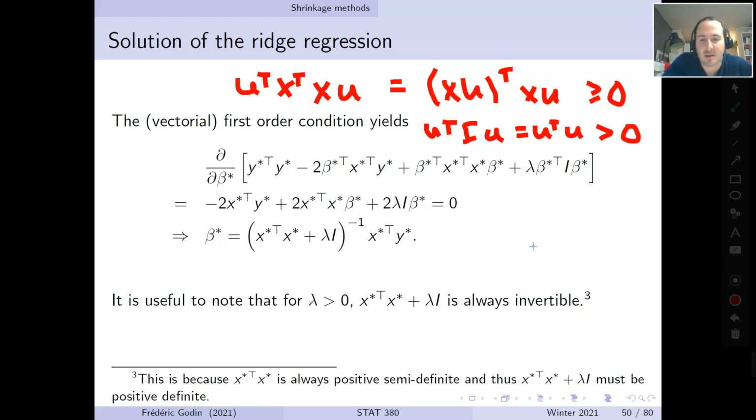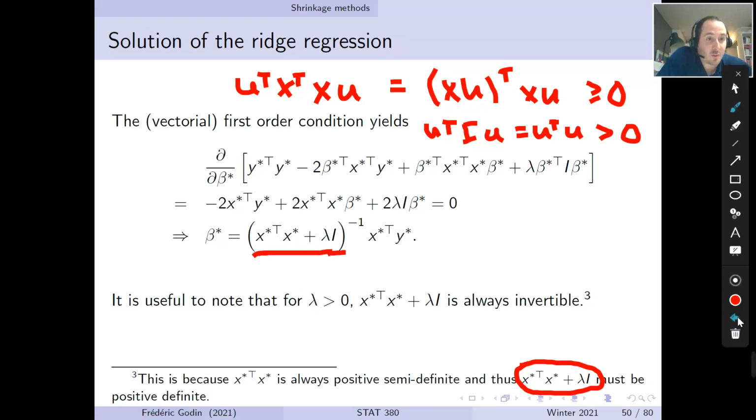So for that reason, this matrix must be positive definite, and it can be shown, if you apply linear algebra results, that the inverse of this matrix must exist. So this really makes sense. You can always consider this quantity. Okay, so that's great.